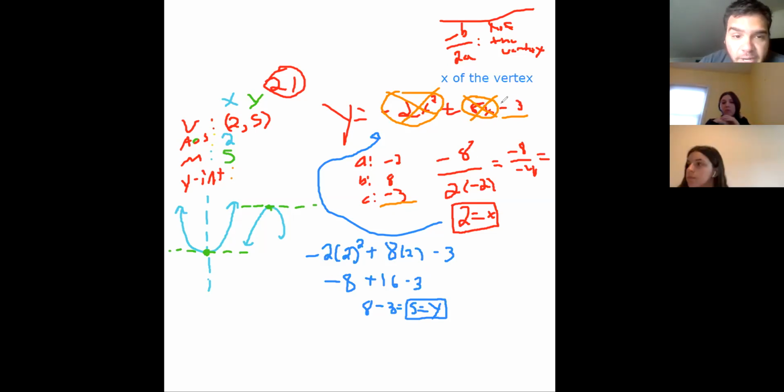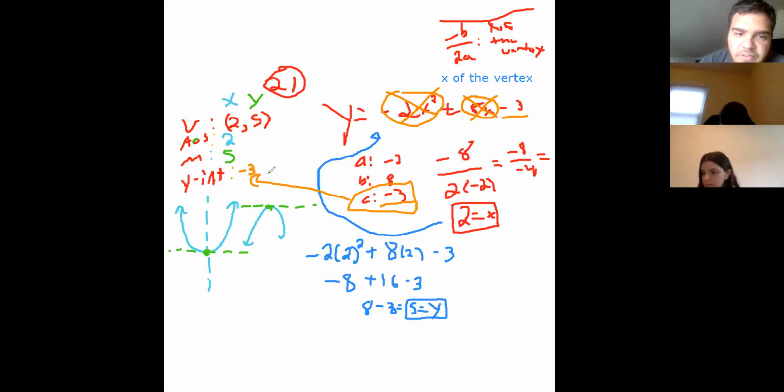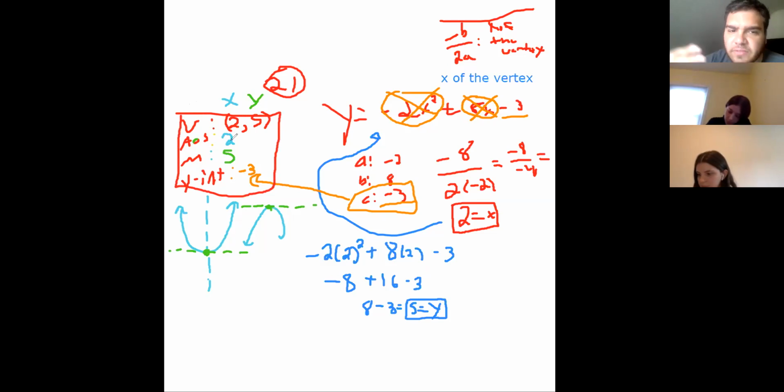So this -3 right here, your C value, is always going to be your y-intercept. So you don't even have to think about plugging in 0. You just know it's going to be C. So your answer for this one is -3. The red box is what I expect to see for your answer for these questions. And that's the answer for number 21, wasn't it?